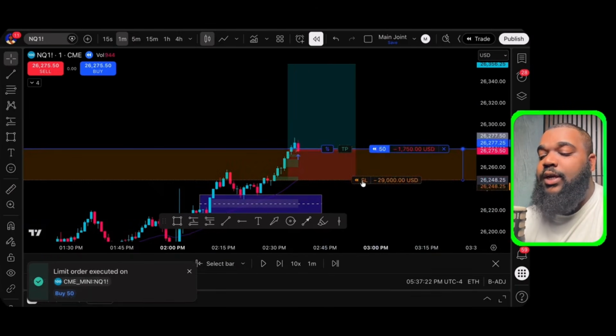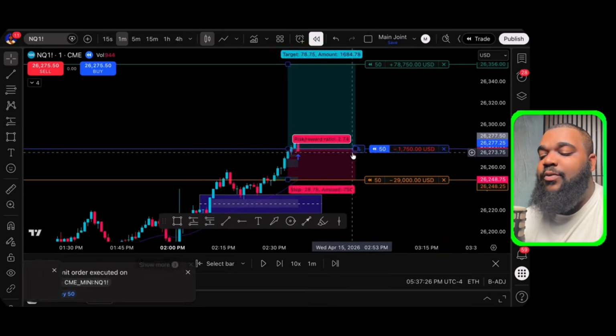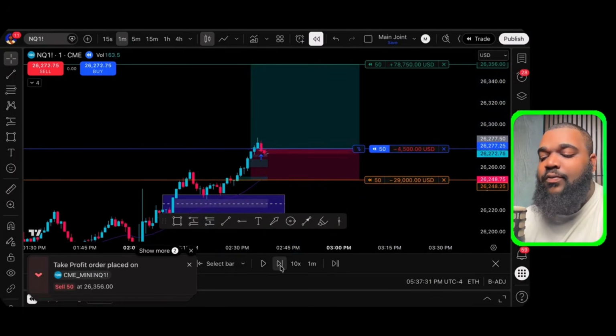All right, we're in the market right here. We're going to set our stop loss and our take profit. Of course, do that before you get in the market. When you're backtesting, it won't let you do it. So, all right, we're going to fast forward.